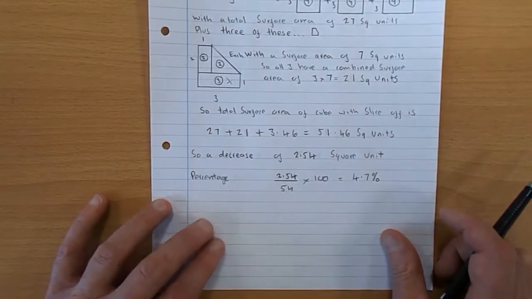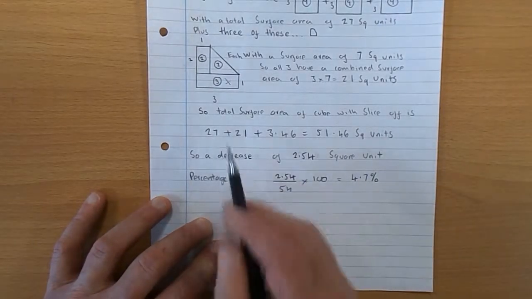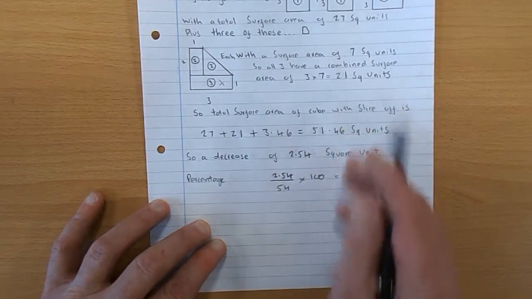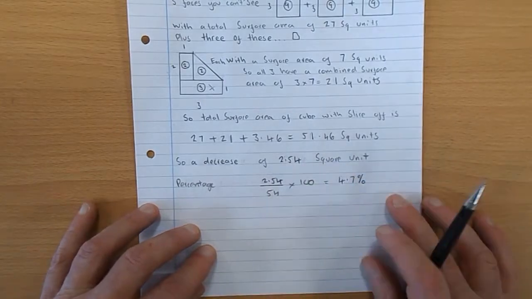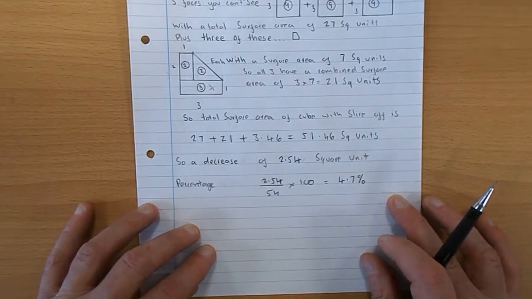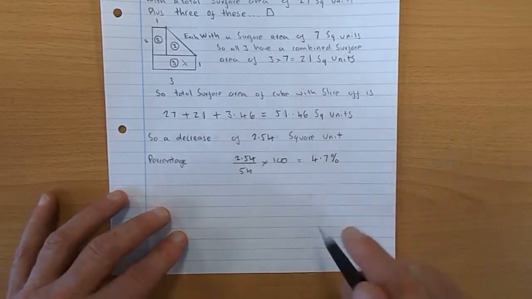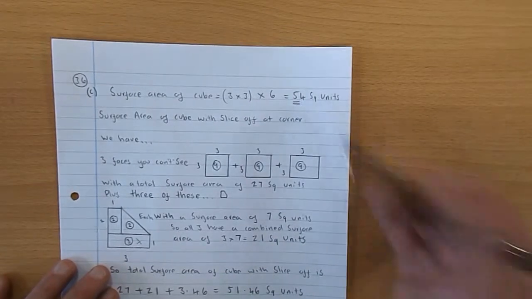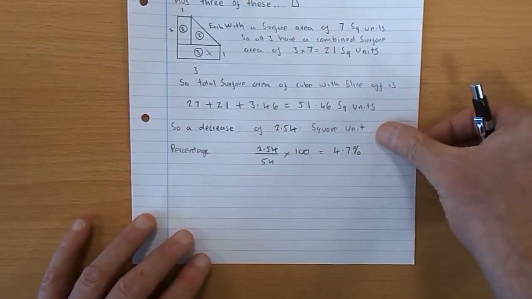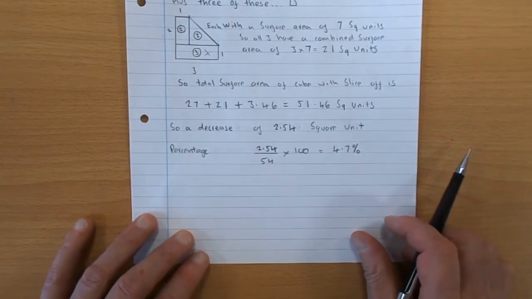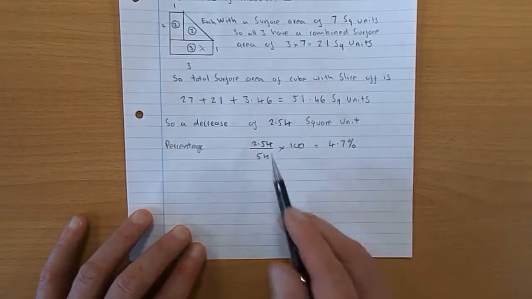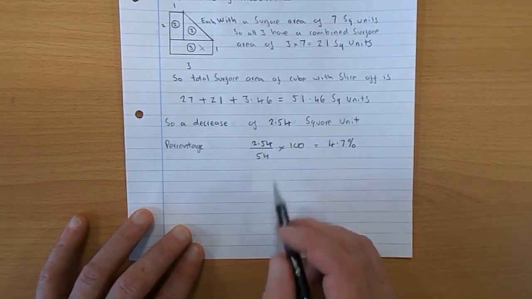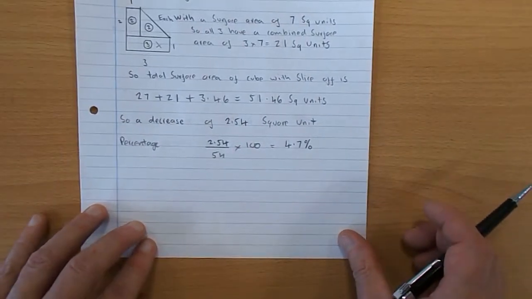So the total surface area of the cube with the slice off is the 27. That was our 3 9s that we talked about a wee minute ago. There's the 21 that we only just got there. And that's the area of the triangle that we got for part B. Okay, adding them all up, you get a total area of 51.46, obviously, less than the 54 we got earlier on. How much less? Well, 2.54 square units. What's that as a percentage? Well, it's 2.54 over the original surface area of 54, divide it out, times it by 100, and you get 4.7%.